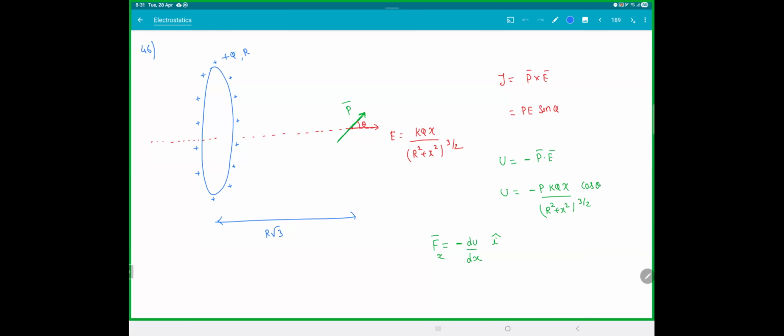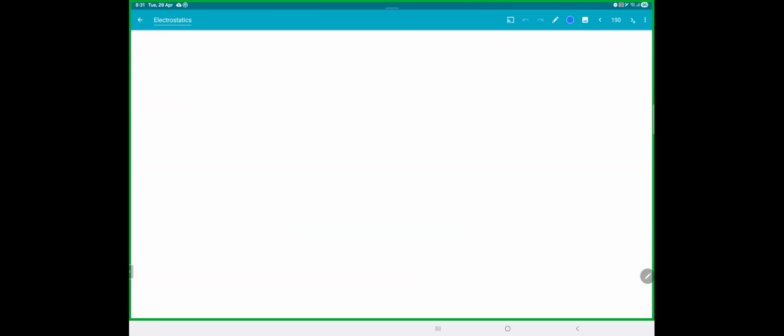The last thing we did was this, the interaction between a ring and a dipole. Now, going ahead, dipole interactions. This was the end thing basically.